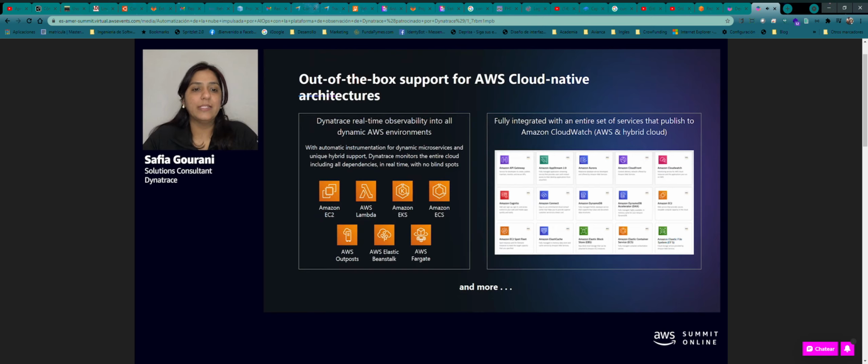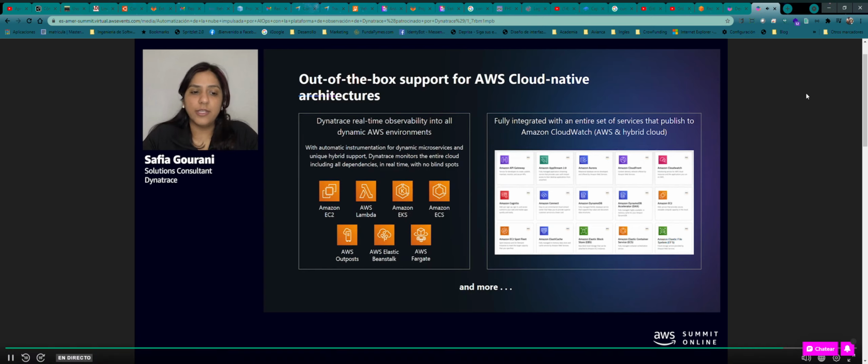We support, totally out of the box, not just the infrastructure as a service that you use from Amazon, but also your dynamic environments, whether you're using AWS Lambda functions or Fargate or EKS instances, or maybe your Beanstalk instances and your Outposts. All of these are integrated with Dynatrace OneAgent today, and you will be able to get deep code level visibility into all of those services.